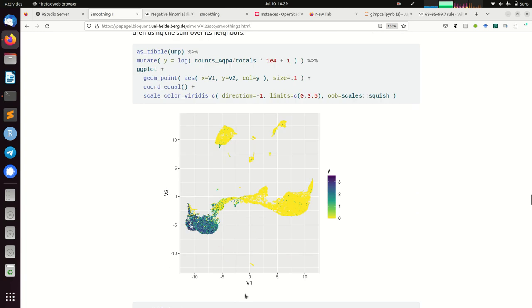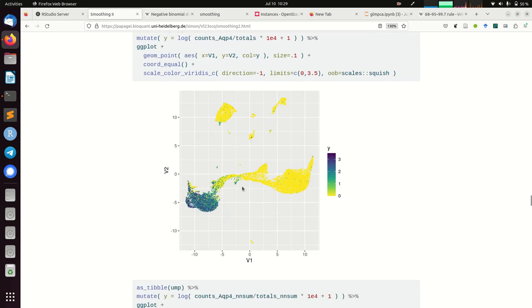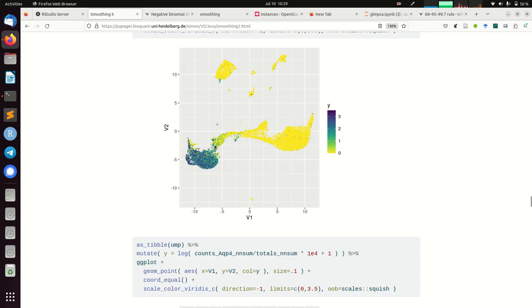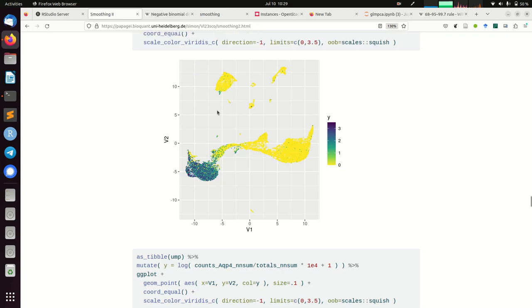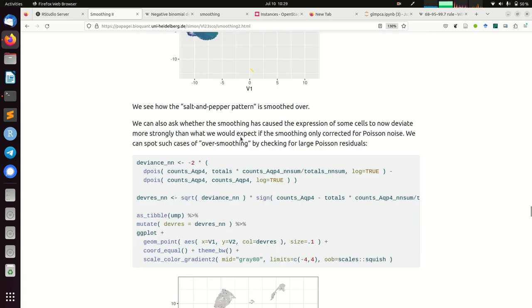Maybe before that, this is what I added here and haven't shown you yet, because last time it somehow didn't work. Here is again the expression of aquaporin 4, each cell shown by itself. And you see what we call a salt and pepper pattern, where you see individual green dots among a yellow sea. And you don't quite know: is this something real or just random fluctuation? If I now do my smoothing over the neighbors, this salt and pepper pattern turns into something more smooth, which is more agreeable and gives us a better picture of what's happening here.